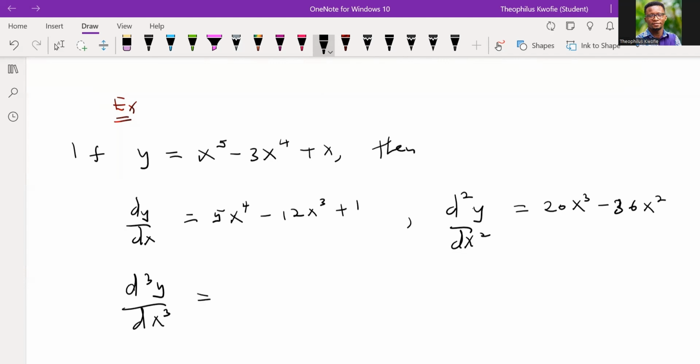So with our third derivative, you're going to use the second derivative. We're going to differentiate the second derivative, and by differentiating our second derivative, you're going to have 60x to the power 2 minus 72x. What then becomes our fourth derivative?